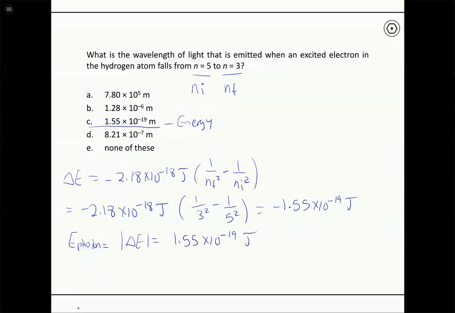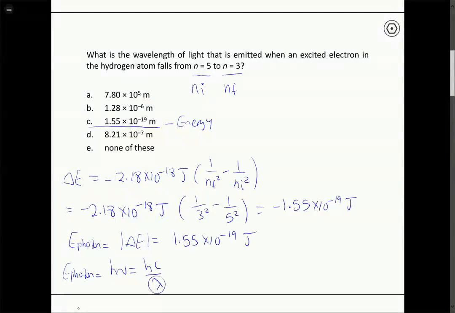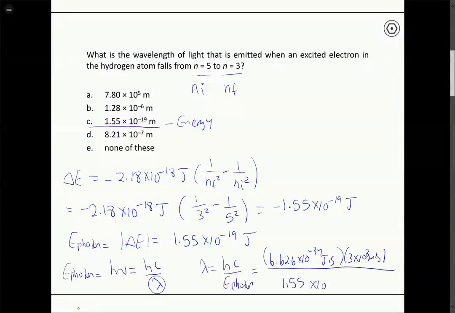We have to do one more step, and remember that the energy of a photon is equal to h times the frequency, which is equal to hc over lambda. Lambda is the wavelength, that's what we're interested in. So if we solve for lambda, it's going to be hc over the energy of the photon. h is 6.626 times 10 to the minus 34, c is 3 times 10 to the 8th, and the energy of the photon that we just solved for is 1.55 times 10 to the minus 19 joules.